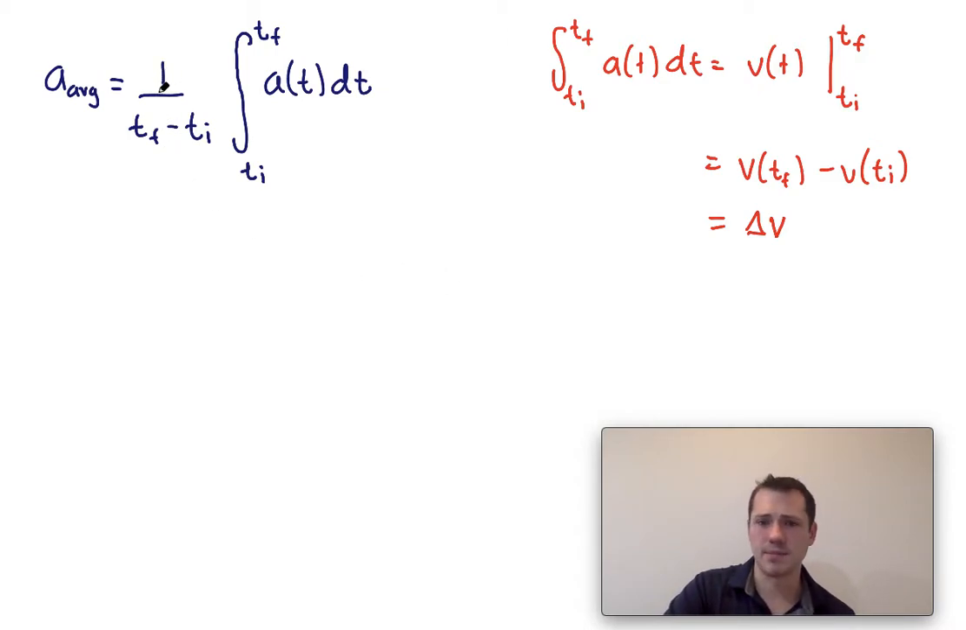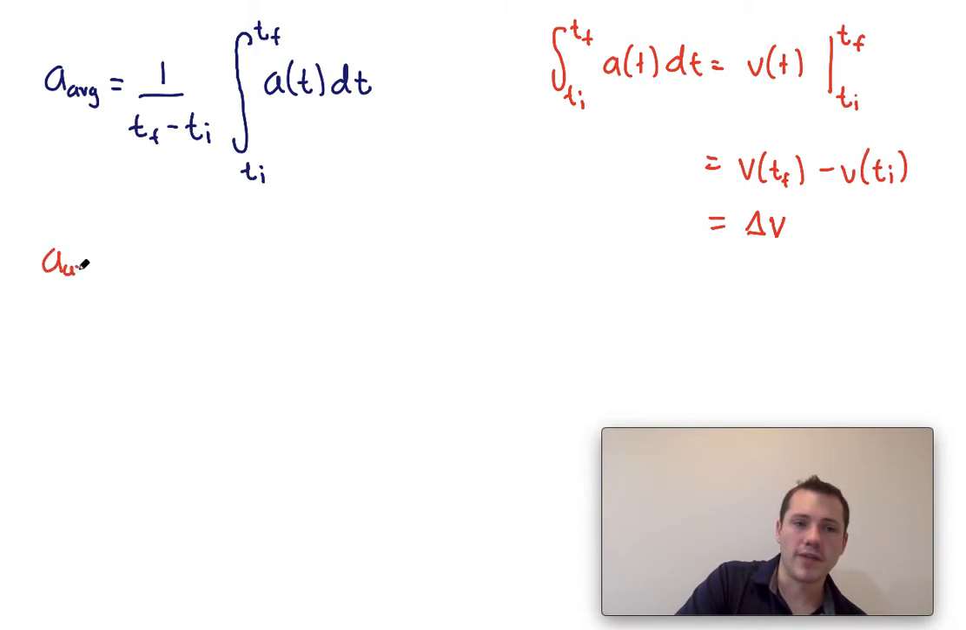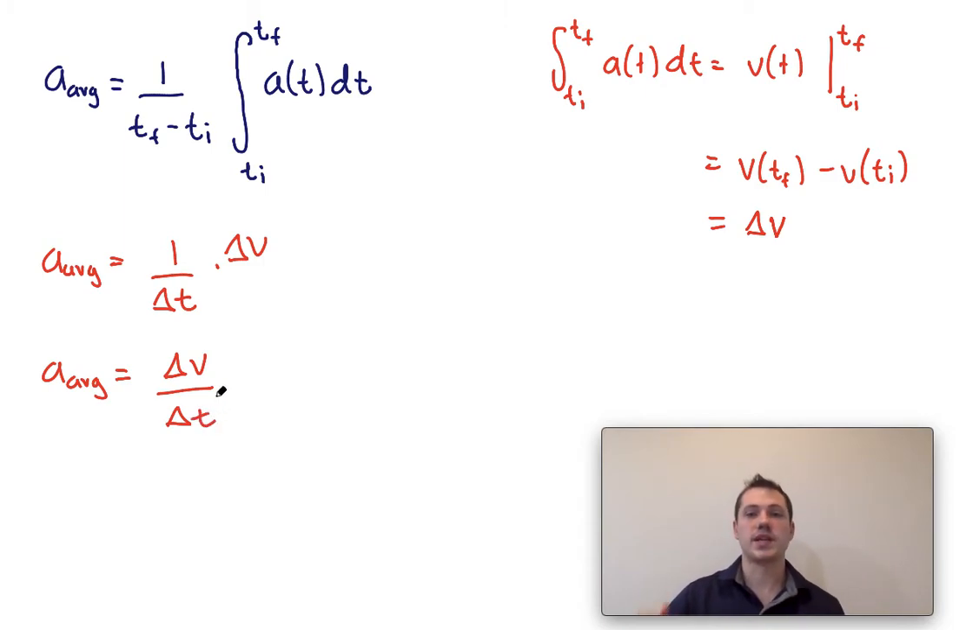At the same time, 1 over t final minus t initial is just 1 over delta t. So this becomes 1 over delta t, and this whole integral became delta v. So we can see from this that our average acceleration is just equal to our change in velocity over our change in time. And that's how we can use integral calculus to prove these two equations for average acceleration as well as average velocity.